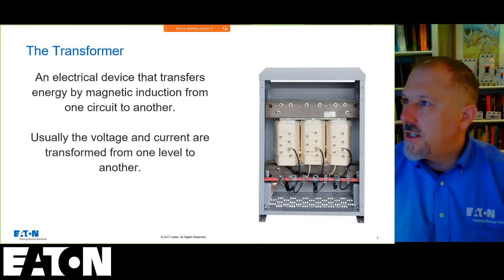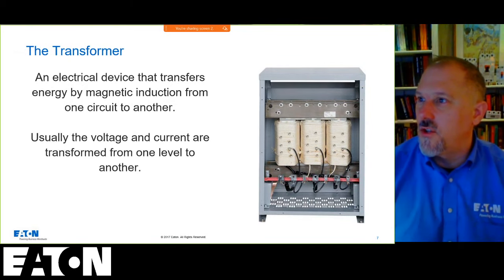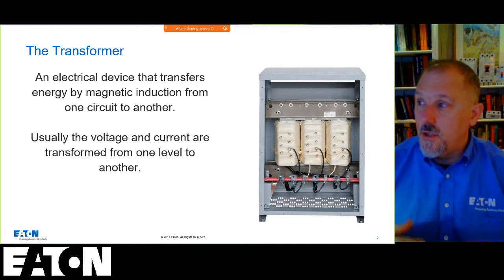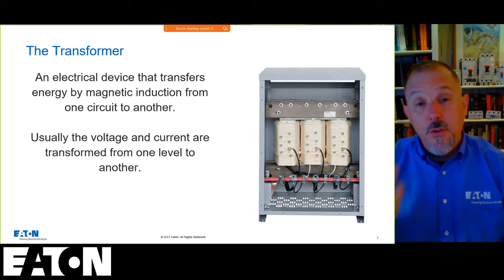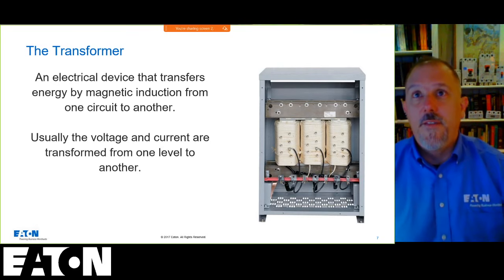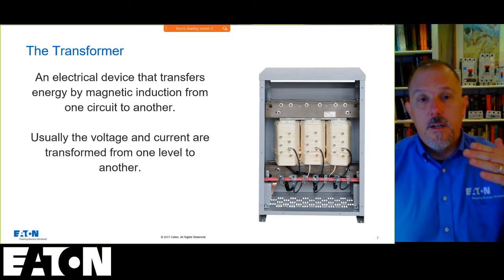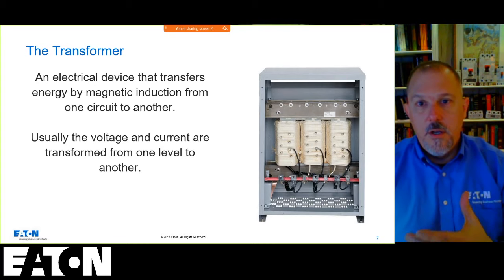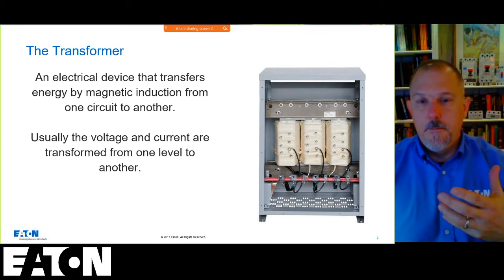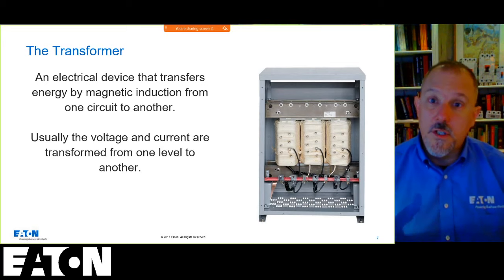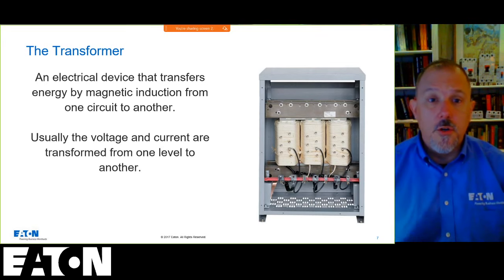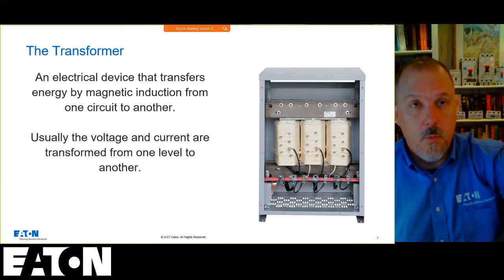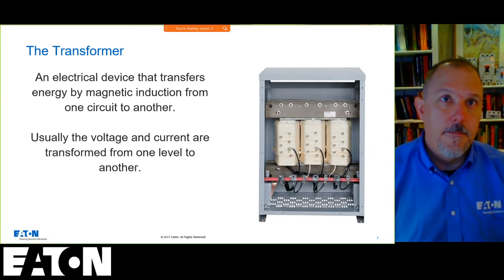There it is. I sort of like this: an electrical device that transfers energy by magnetic induction from one circuit to another. And usually the voltage and current are transformed from one level to another. I say usually because in some cases you can have a one-to-one transformer. I can have a 480 to 480, and I would do that to knock down fault current. If I just need to knock down my fault current for selective coordination reasons, short circuit current rating, interrupting rating, whatever that reason would be, I may use a 1-to-1 transformer instead of a three-phase transformer.